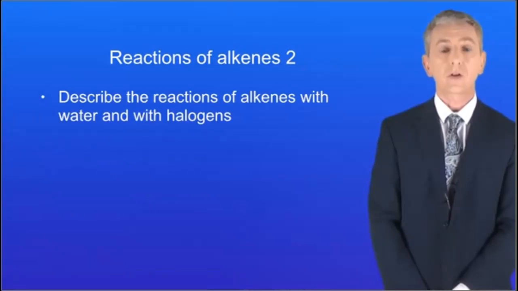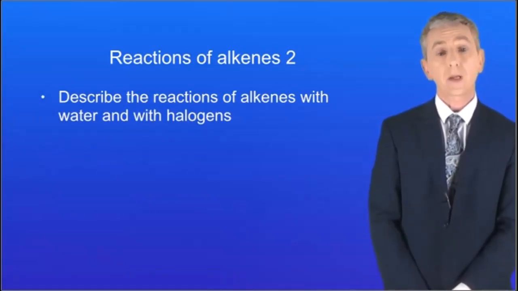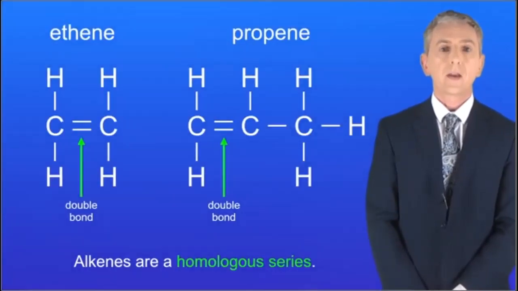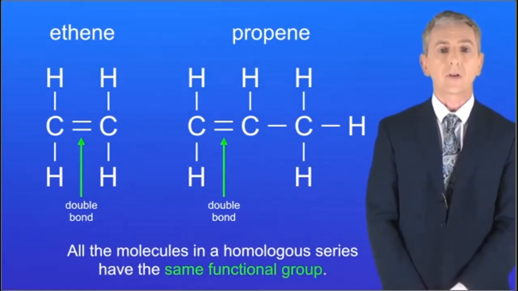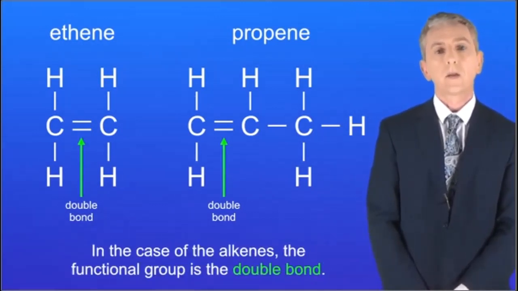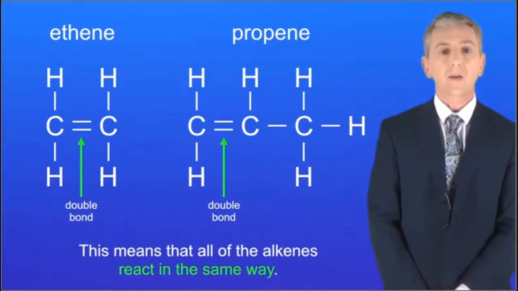You should be able to describe the reactions of alkenes with water and with halogens. This is for triple chemistry students only. In the last video, we saw that the alkenes are a homologous series. And remember that all of the molecules in a homologous series have the same functional group. So in the case of the alkenes, the functional group is the double bond. This means that all of the alkenes react in the same way.